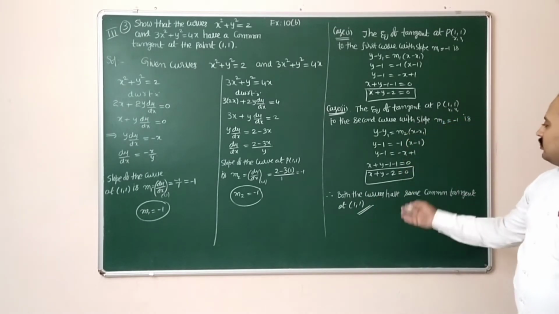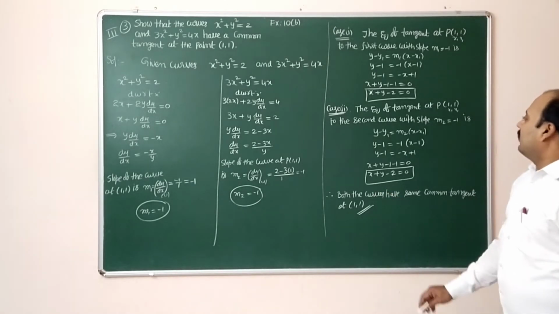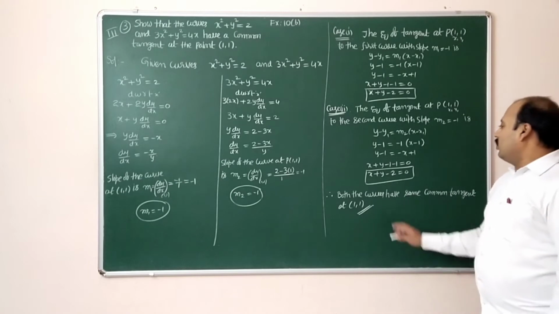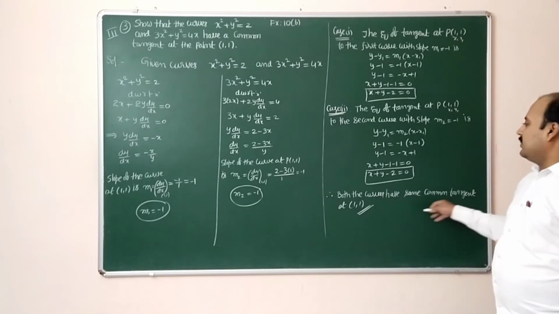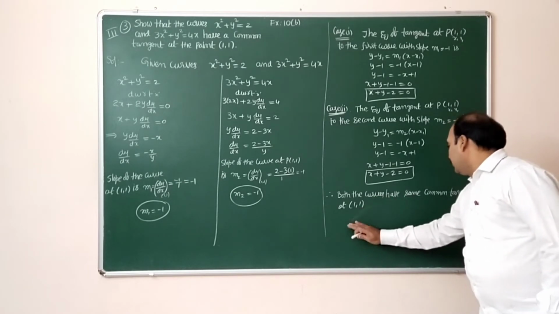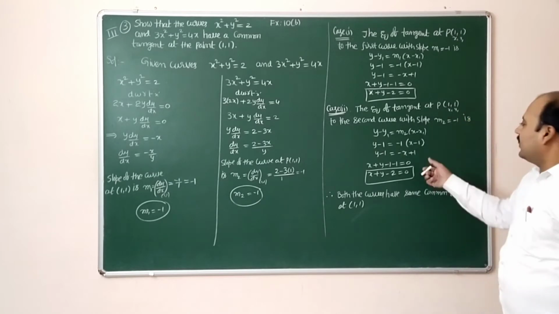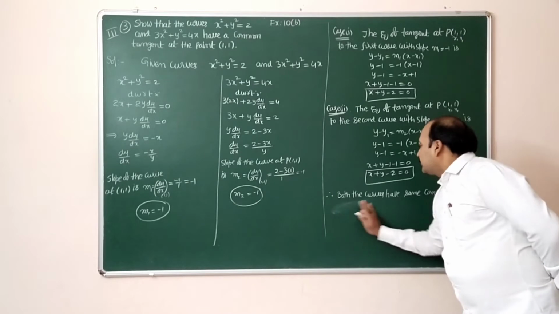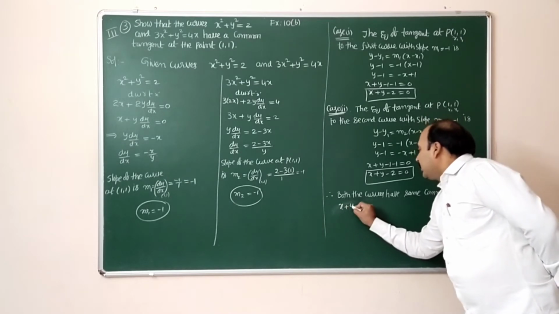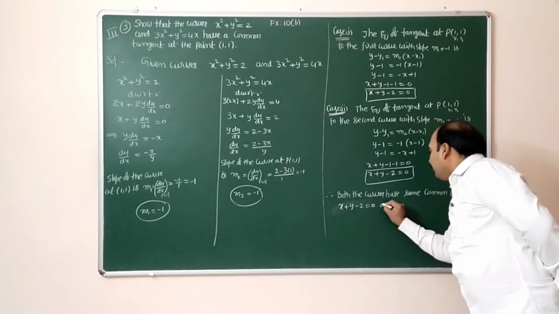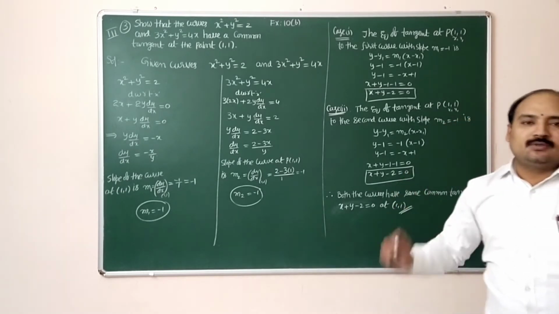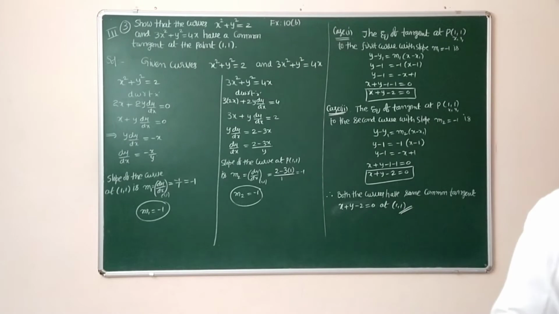They are asking to prove that, no, both the curves, by observing this result as well as this result, both the curves have same common tangent at 1 comma 1. You have to mention that equation of tangent, better to write x plus y minus 2 equal to 0 at 1 comma 1, hence proved. We will move to the next question.